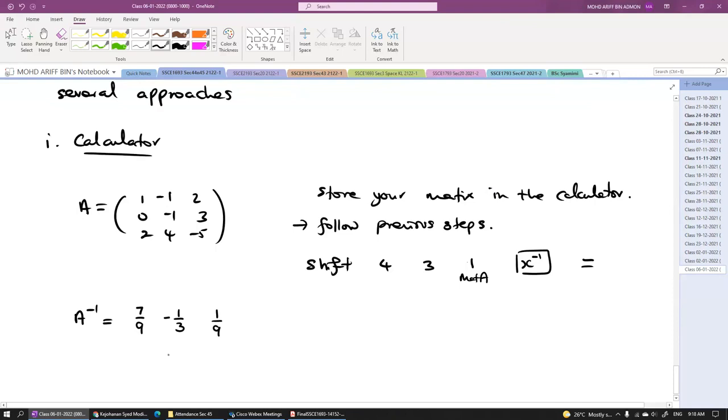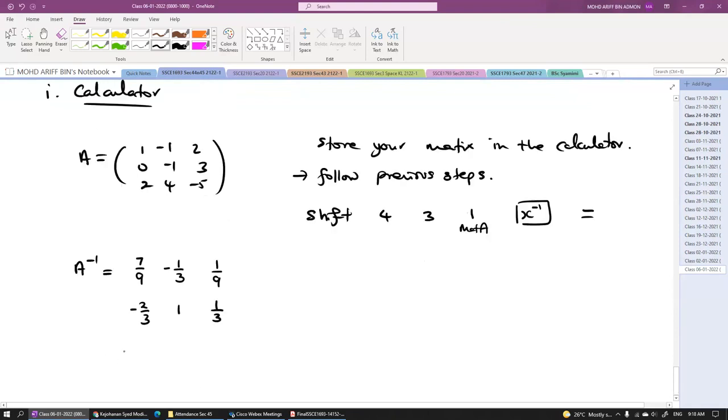Okay, and then -2/3. Proceed. 1. Okay, next. 1/3. Negative -2/9. Then 2/3. Mm-hmm. And last one, 1/9.